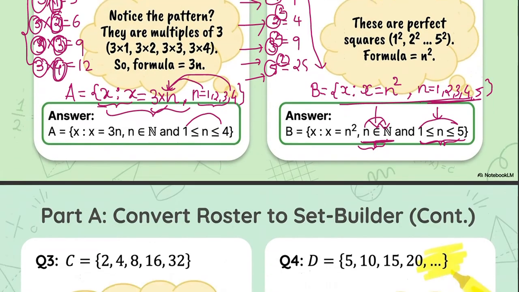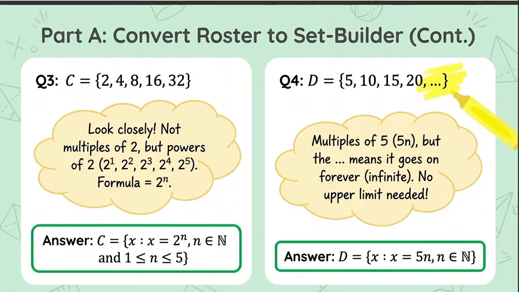Look at the next question. One set is given C, so numbers are given 2, 4, 8, 16 and 32. So this is not a table of 2 actually, it is a power of 2. You have to see the pattern. So 2 can be written as 2 raised to 1, 4 can be written as 2 raised to 2, 8 can be written as 2 raised to 3, 16 is 2 raised to 4 and 32 is 2 raised to 5. So what is fixed value here? The base number 2 is fixed. Okay. What is changing? Power is changing.